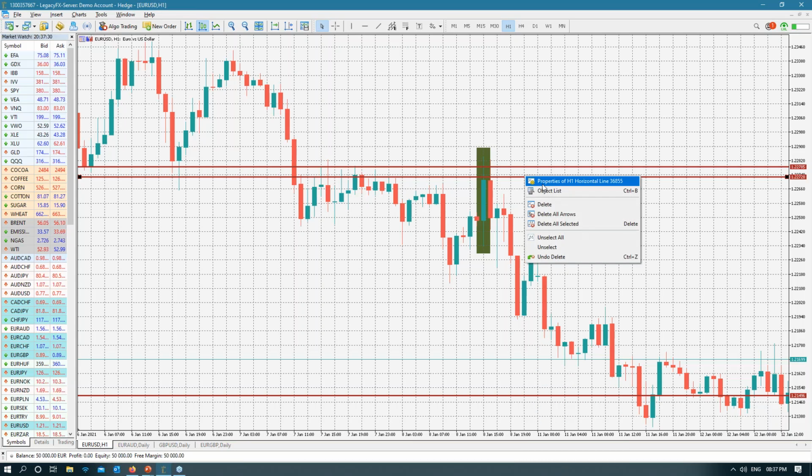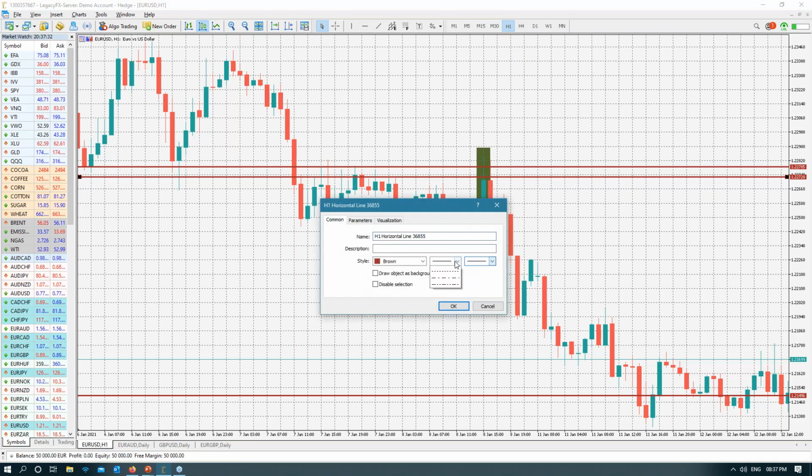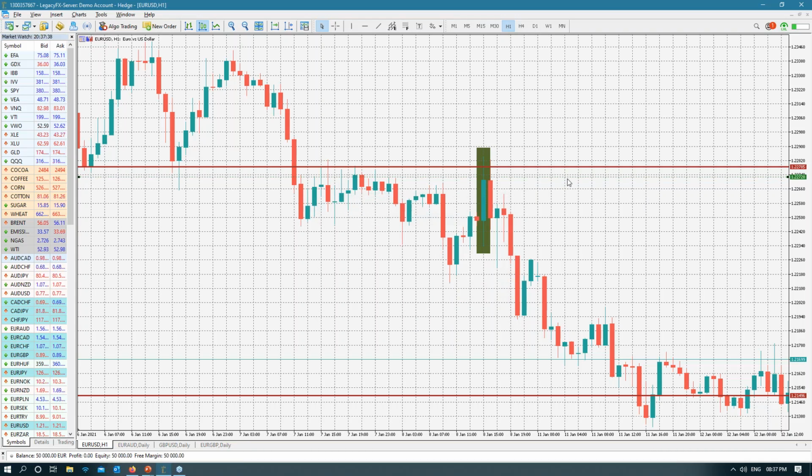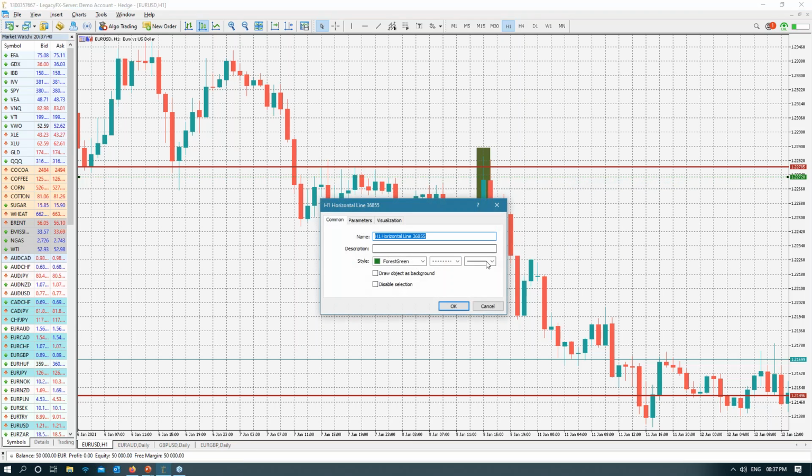Can I get this? Thank you. I want this to be a dotted line. Something like that. Green. So this is, oh, that's too thin. Okay, so for visual reasons, I'll do it this way.